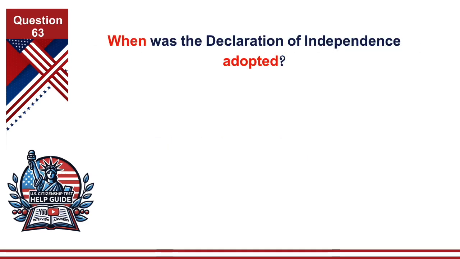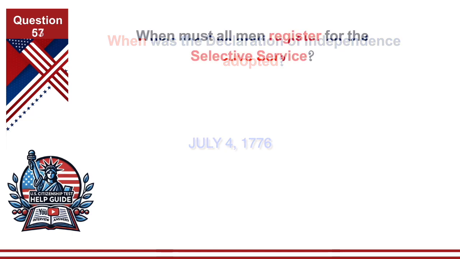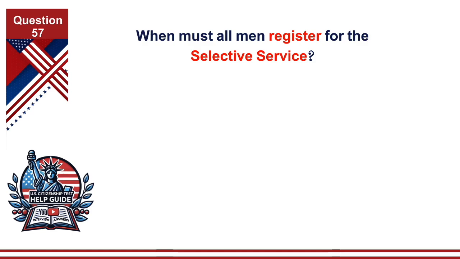When was the Declaration of Independence adopted? July 4, 1776. When must all men register for the Selective Service? At age 18.